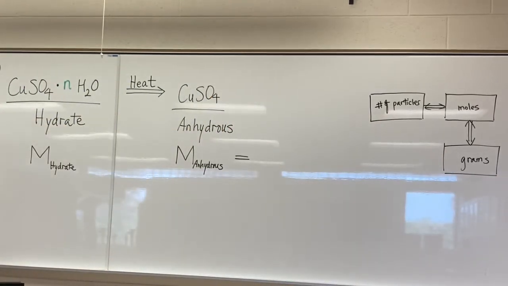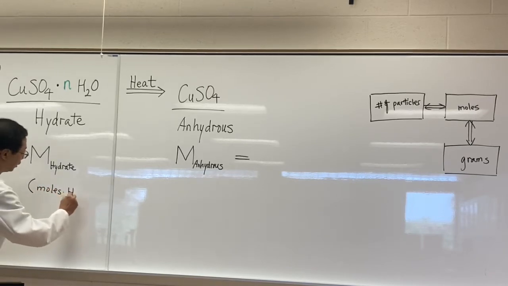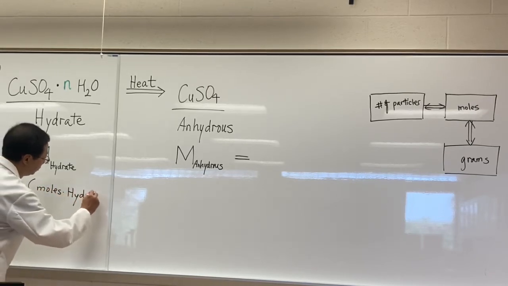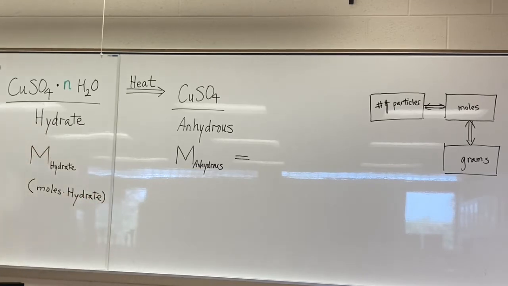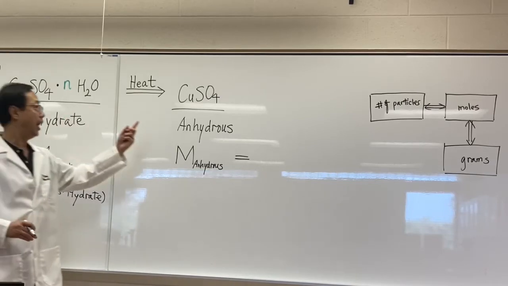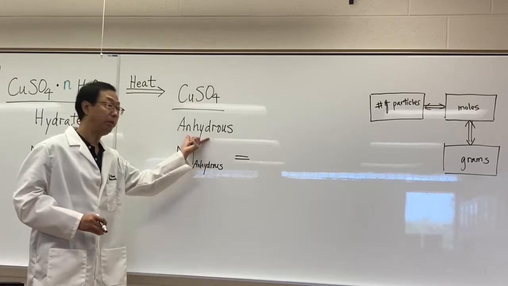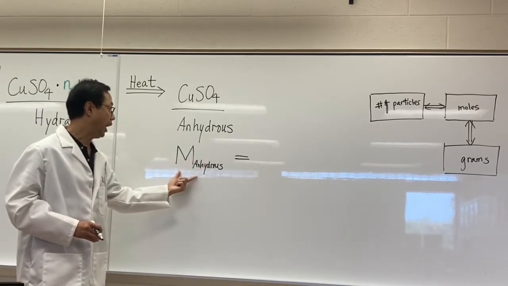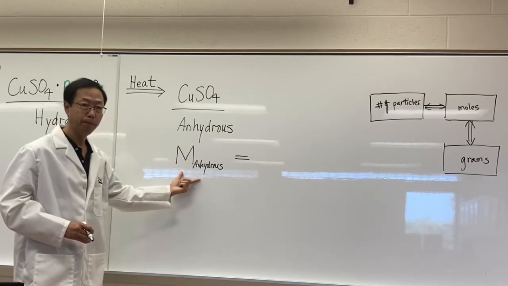We're going to measure the mass of the hydrate sample. We take it out, measure the mass of the hydrate. Once the mass is known, remember we know the moles of the hydrate. Then we will heat the sample, get the anhydrous. By the end of the experiment, we're going to measure the mass of anhydrous.